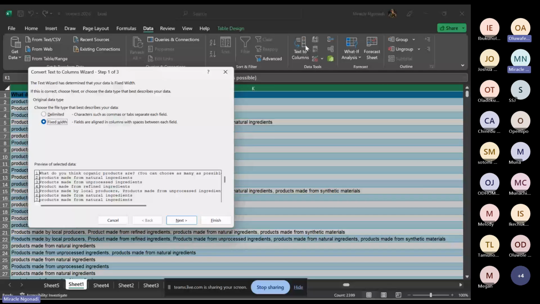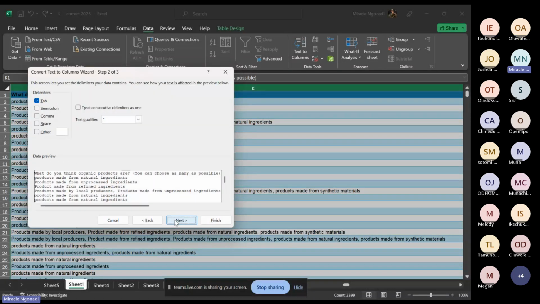So you are going to click on delimited. Delimited means a separator. Yes, something that separates them. So now click on next. So can somebody tell me what separates each option in that column? Commas and space. Yes. So now just click on comma.